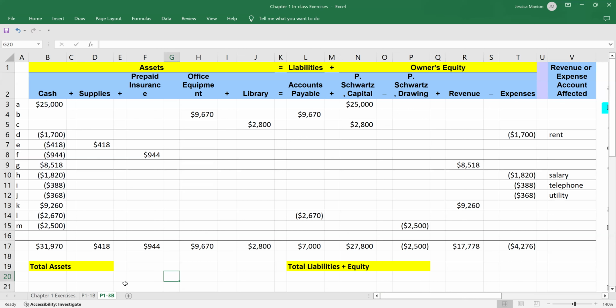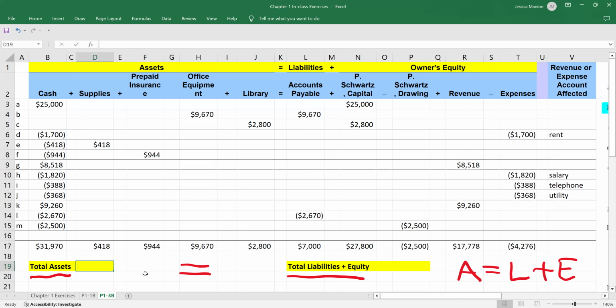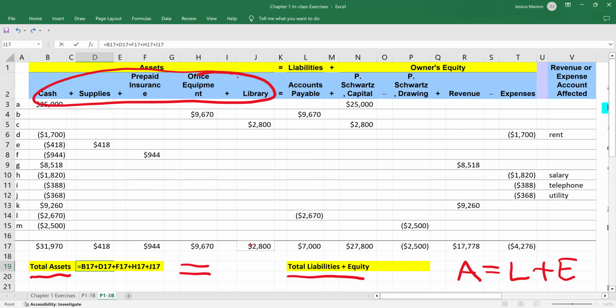So now we've got each column totaled up. Now we want to make sure that total assets equal total liabilities and equity, right? That's that basic accounting equation. Assets equal liabilities plus equity, right? We saw that on the board the past couple weeks. So total assets equal cash plus supplies plus prepaid insurance plus office equipment plus library. All 5 of those are our asset accounts, right? 45,802. And that is the check figure they give us in the book. So that's good.